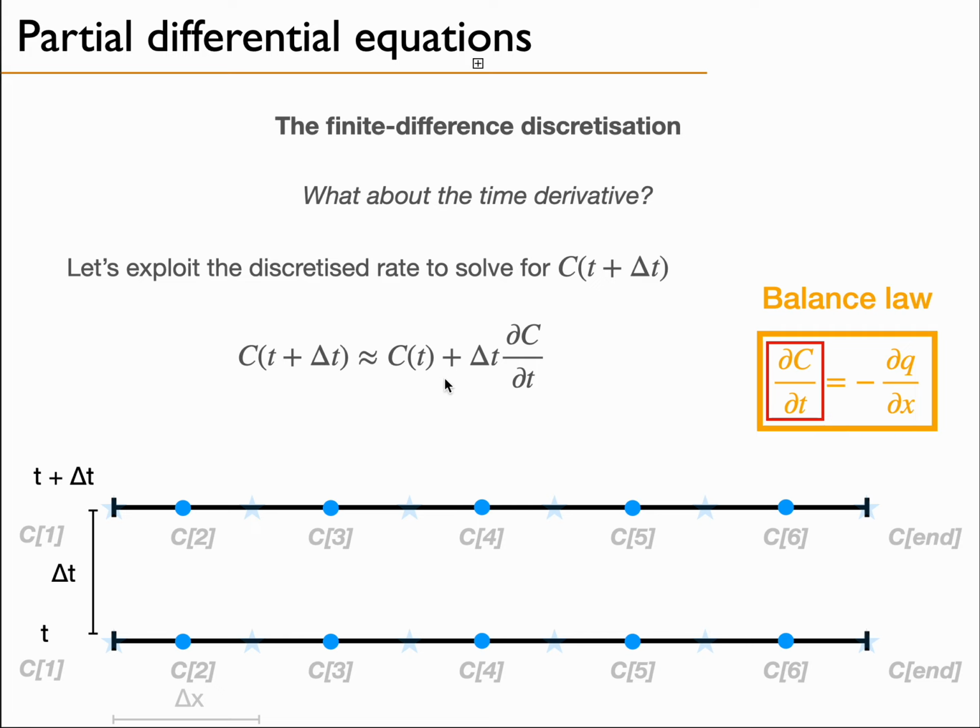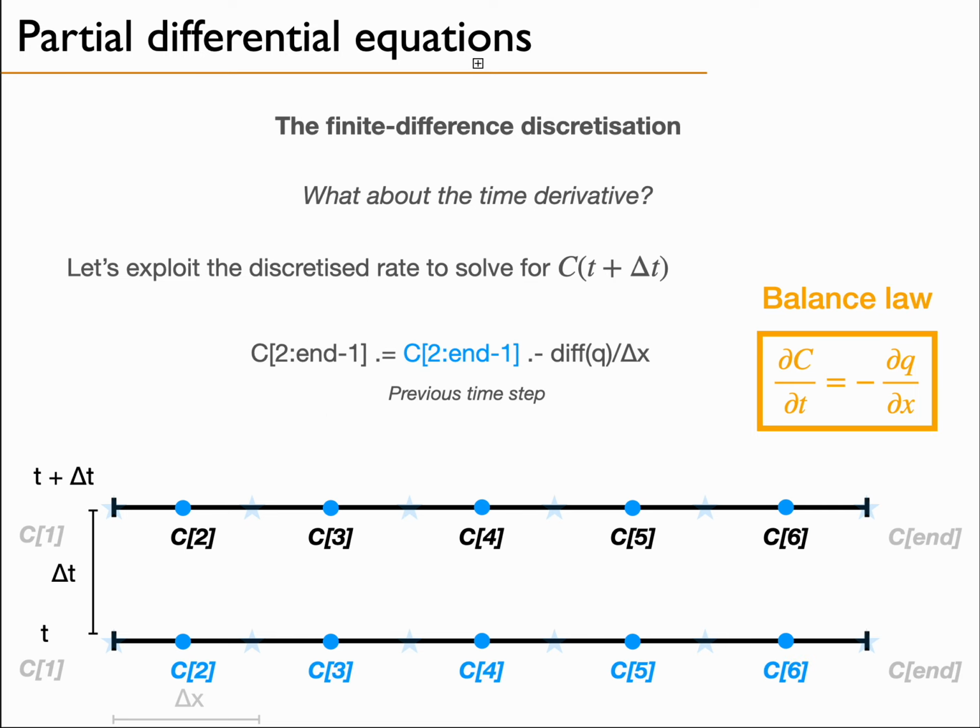Now, we can use the balance law. The balance law tells us that dc dt is minus dq dx. So what about injecting the balance law into this expression? If you do that, you can compute that c at time t plus delta t is the old value of c at time t, minus delta t times dq dx. dq dx we already know how to evaluate, and this we know how to evaluate. So that's very handy.